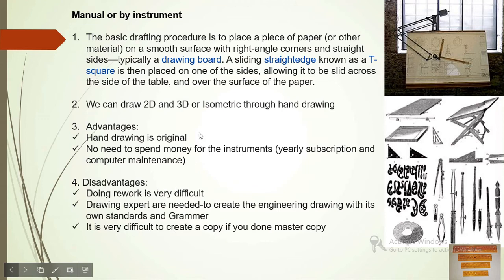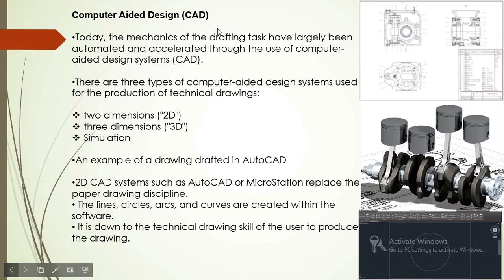Now let us go to the third method, which is our current method, computer-aided design, CAD. Today the mechanics of the drafting task have largely been automated and accelerated through the use of computer-aided design. There are three types of computer-aided design systems used in producing technical drawings: two dimension, three dimension and simulation. An example of a drawing drafted in AutoCAD.